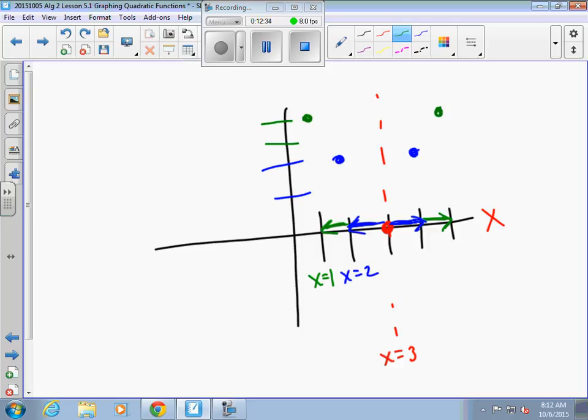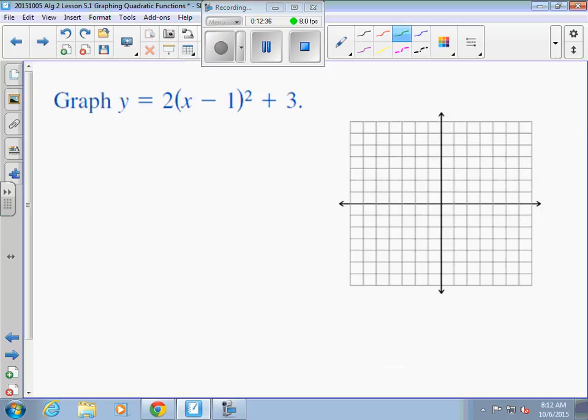Let's try another vertex one. In the blank space on your page, try to graph. Let's just graph right here the vertex and the axis of symmetry. Take about 30 seconds and do just the vertex and the axis of symmetry.